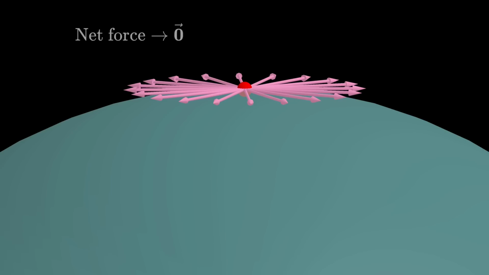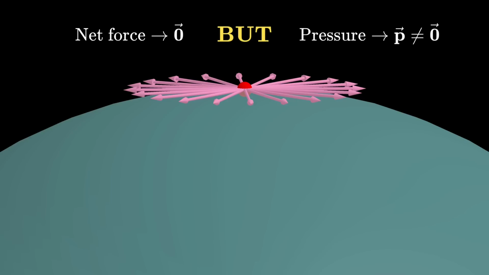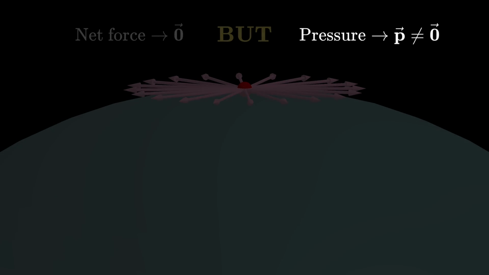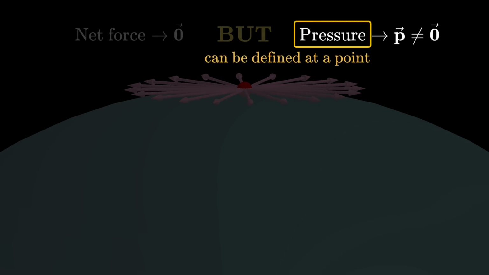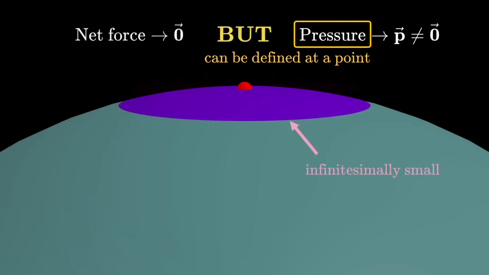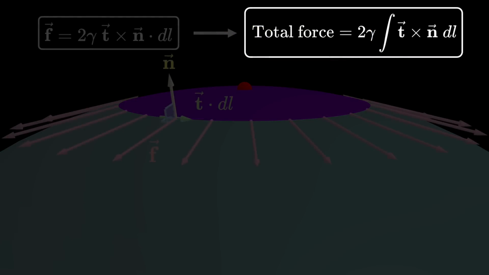While net force from surface tension goes to zero, pressure, that is the force per area, turns out to tend to a finite, generically non-zero vector. This allows us to define pressure acting at a point on the surface. So from now on, we will consider this as an infinitesimally small piece of the surface to compute the limit. So we will focus on the net force first and divide by area later.